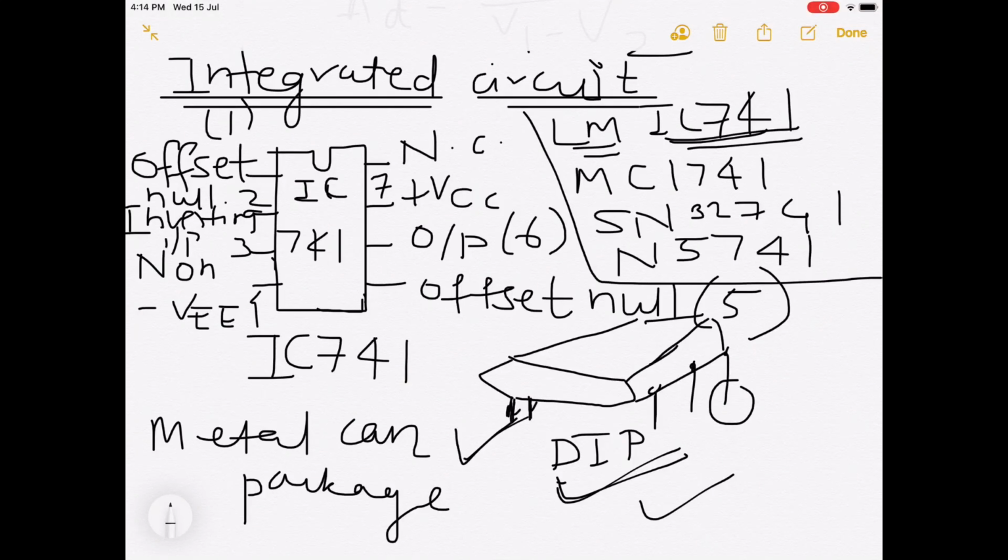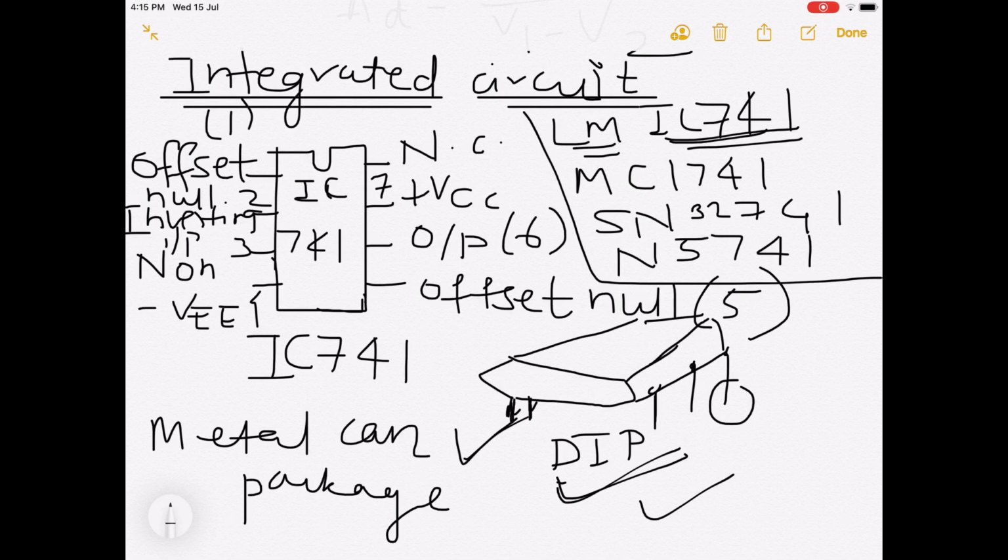Hello students, in the last class we saw the op-amp, its block diagram and pin configuration. In the pin configuration we saw that there are 8 pins: 2 pins are used for the inverting and non-inverting inputs, 2 pins are used for plus VCC and minus VEE, and pin number 6 is the output. Offset null has 2 pins again, pin number 1 and pin number 5.